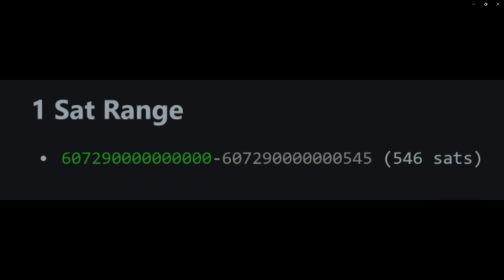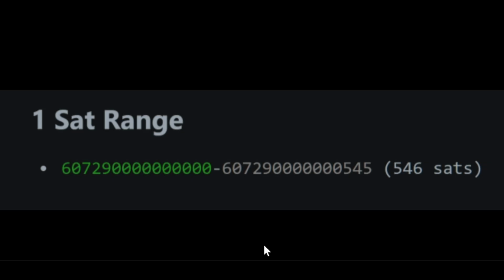So really quick here, this is the SAT range. There's only one range of SATs. And obviously the uncommon, right? The first SAT in the block, this is it, right? 0.00006072900. And there's 546 Satoshis total in the UTXO that holds this SAT. The reason I'm showing you this one is because this is what I call the family trait. We call it the family trait.